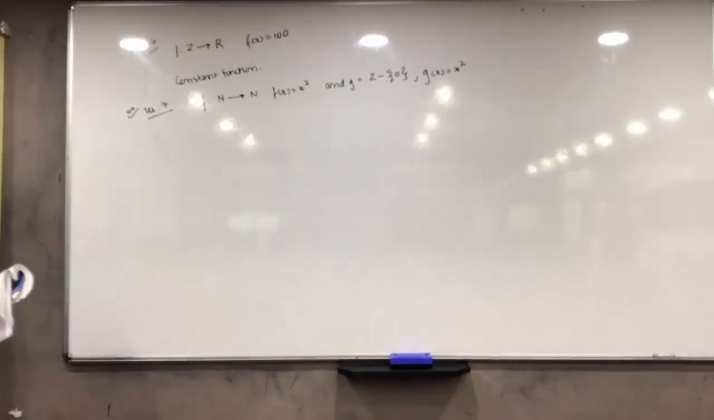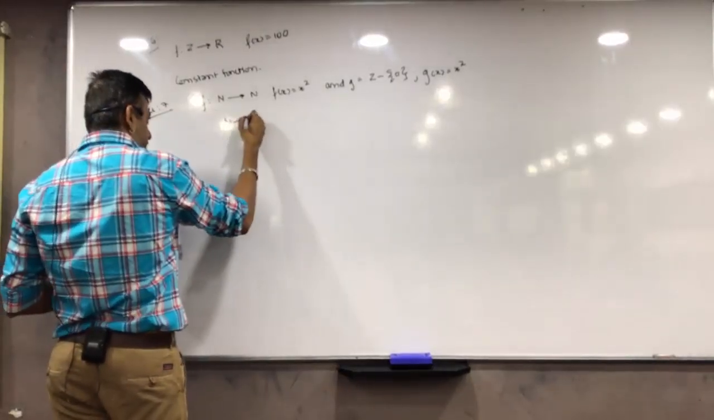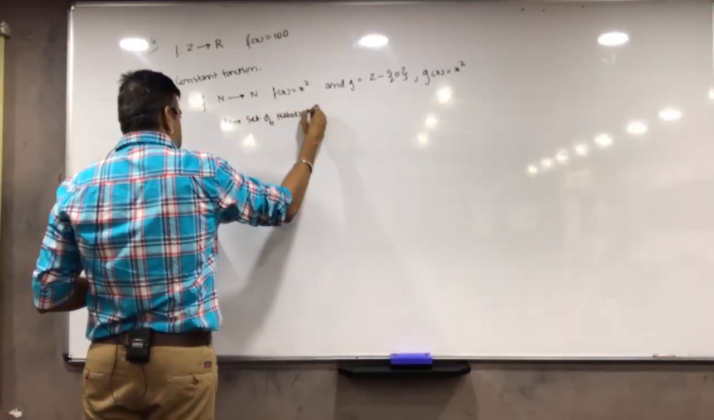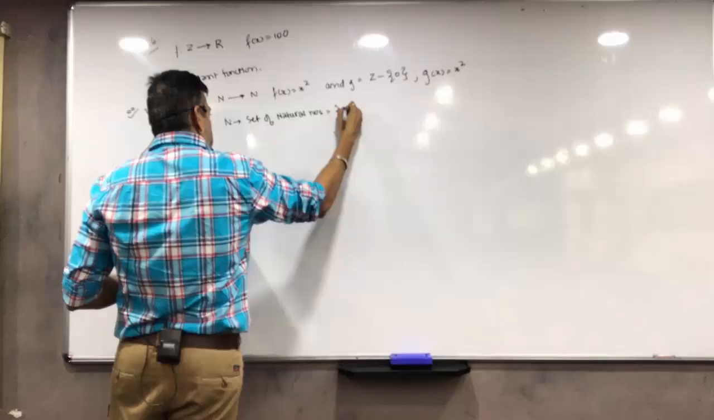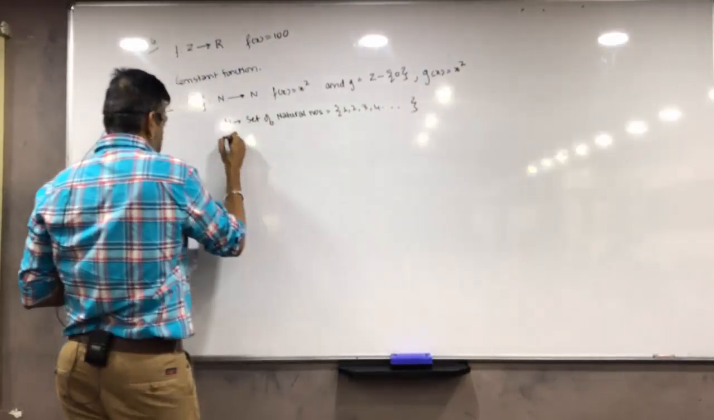Can you apply your mind, why is this not equal? This is n to n. What does n stand for? Write first, what is n? Yes, write it like this first please. Set of natural numbers: 1, 2, 3, 4, goes on and on and on.